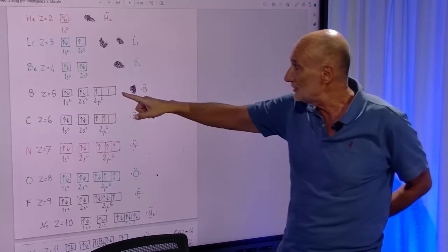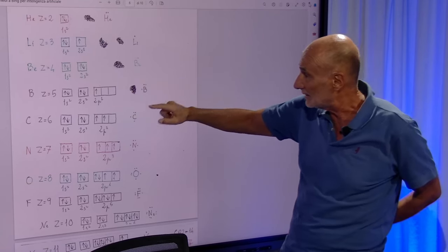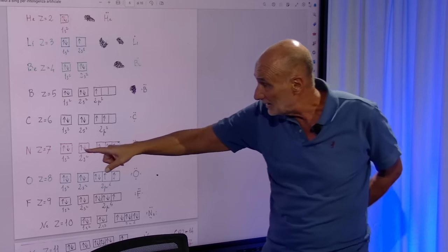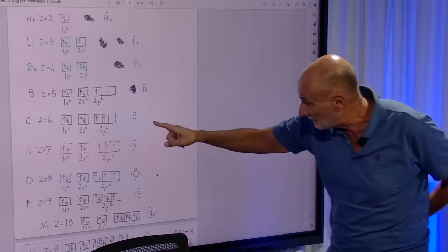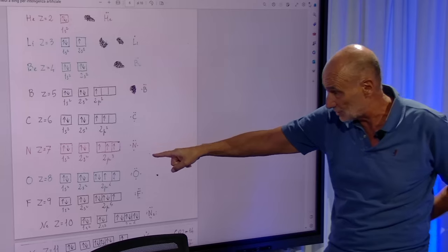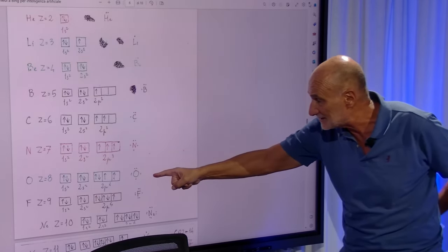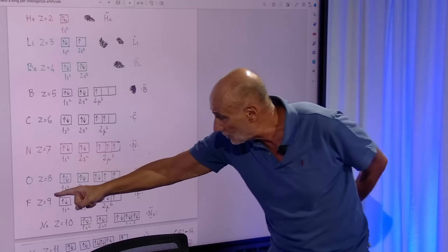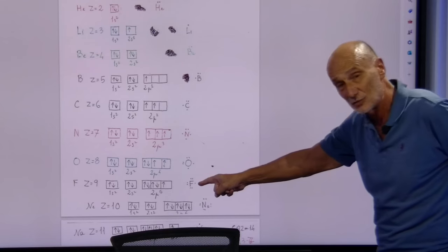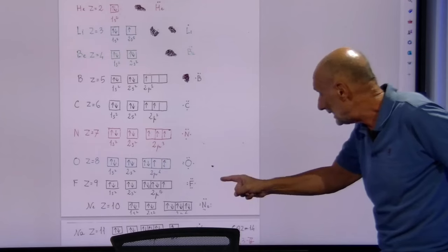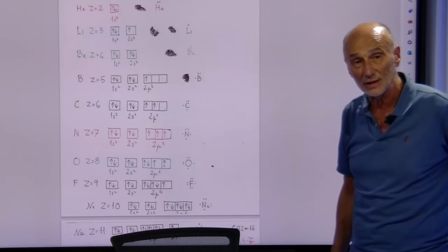Boron has 3 electrons in its outer shell. Carbon has 4 electrons in its outer shell. Nitrogen has 5 electrons in its outer shell. Oxygen has 6 electrons in its outer shell. Fluorine has 7 electrons in its outer shell. Neon has 8 electrons in its outer shell.